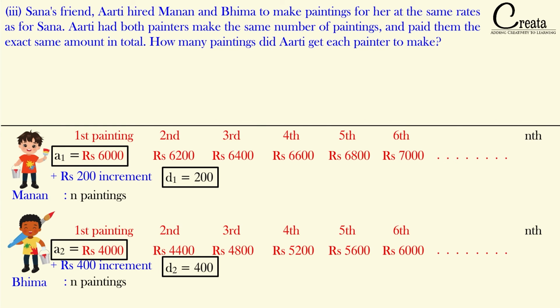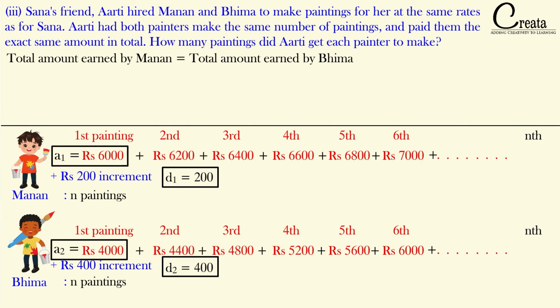Here in the question it is given both get the exact amount of money. That is, if we add all the amounts for each painting for Manan, the addition of all the money will be equal to the addition of all the money in the case of Bhima. In the question the hint is given: the total money that Manan will get is equal to the total money Bhima will get. It means the sum of the arithmetic progression series of Manan will be equal to the sum of the arithmetic progression series for Bhima. Both are getting the same amount of money.